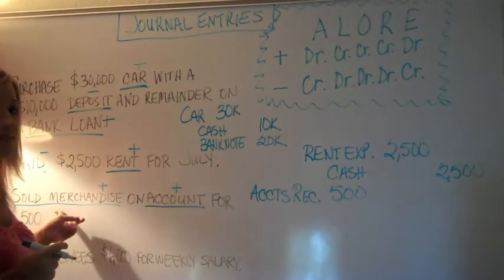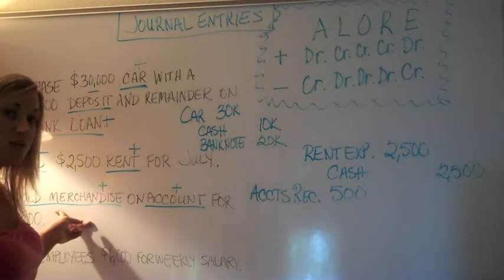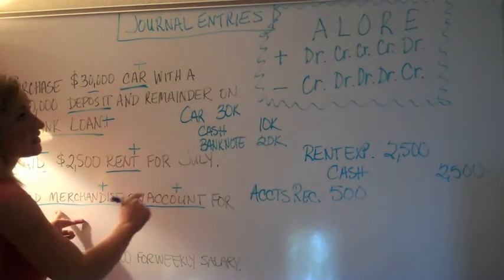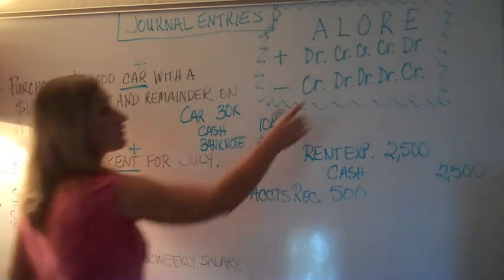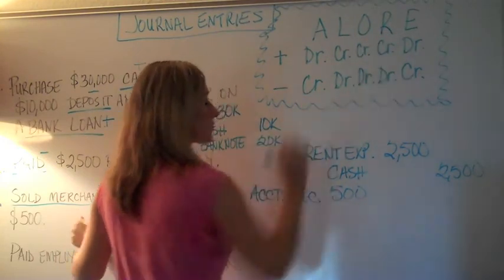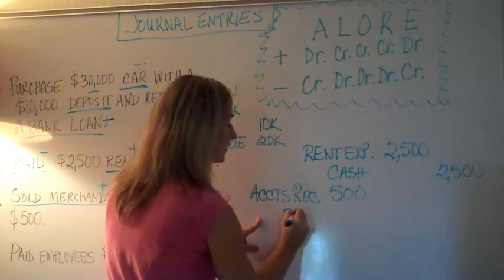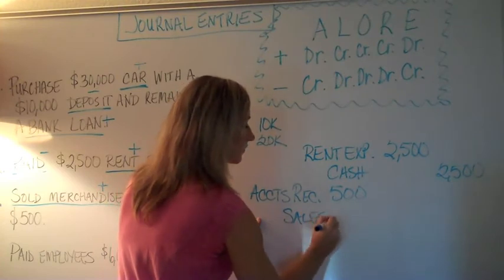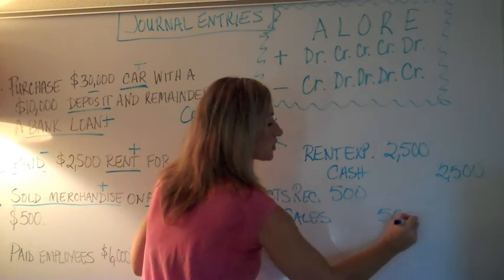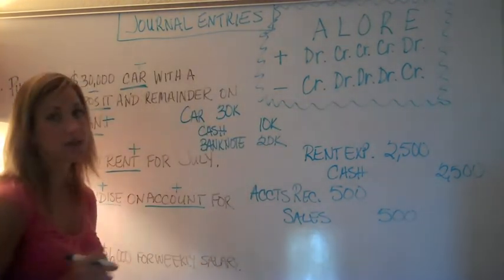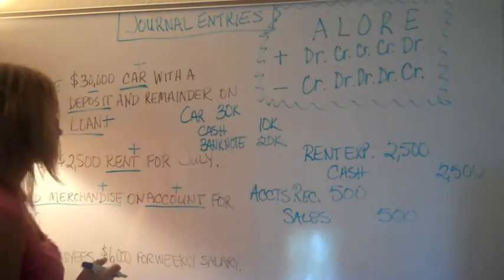And then we discussed that this was going to be our sales revenue account. It's classified as a revenue. It's also increasing. ALORE tells us that revenues increase with a credit. So I'm just going to put sales and credit it for $500. Both our debits and our credits match. So let's move on to the last one.